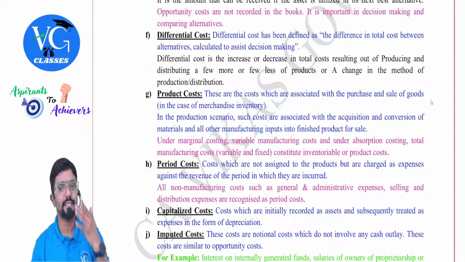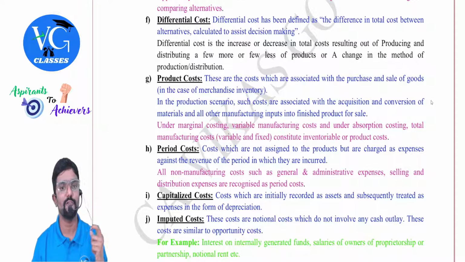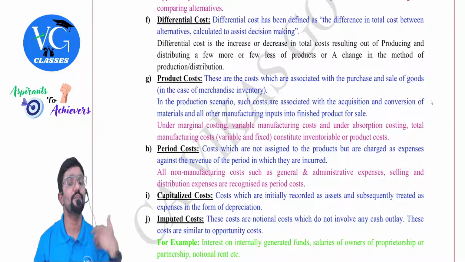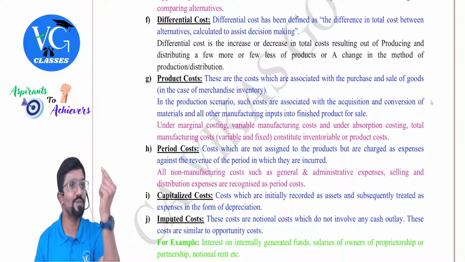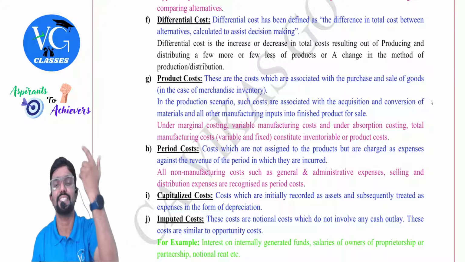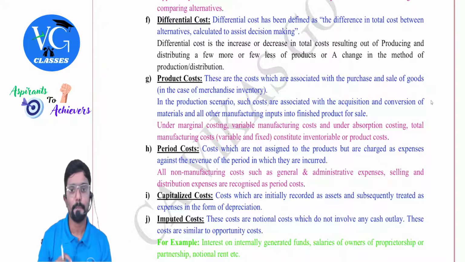Differential cost is the increase or decrease in the total cost resulting out of producing or distributing a few more or few less of the products. Even the marginal cost I can call as differential. Why is that? To produce 1 unit extra, what is the cost I am incurring? 60. Or a change in the method of production or distribution.